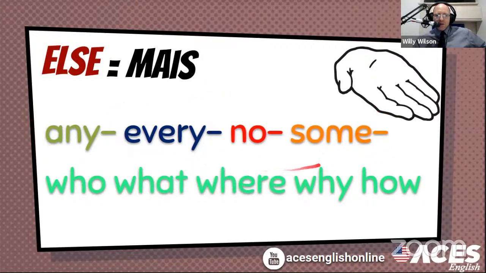Também, esses que também são pronomes indefinidos. Who, what, where, why, and how. Em vez de, geralmente, isso provavelmente é mais ou menos 60, 65%. Ainda pode ouvir more em algumas dessas situações, mas é muito usado também else com esses aqui. Let's see some examples.